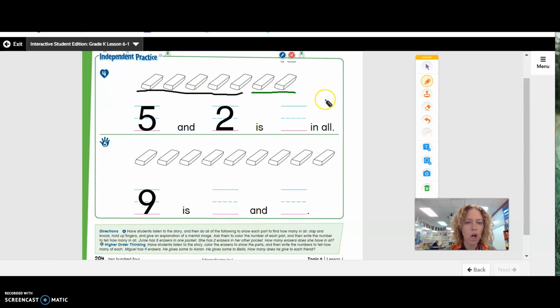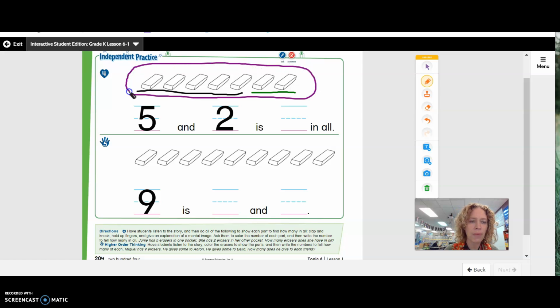All right? How many altogether? What do we need to do? You are right. We need to circle all the erasers and count them. So I'm going to circle them with my pencil, and then I'm going to count them all. Okay? Count with me. 1, 2, 3, 4, 5, 6, 7. How many altogether? 7. So I'm going to put a 7. Little line across, big line slides down. So this is how I would read that. Oh shoot, it died. 5 and 2 is 7 in all.